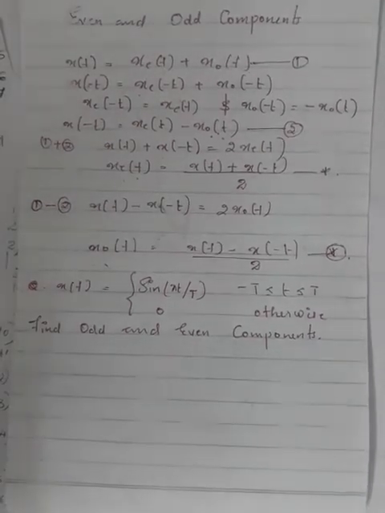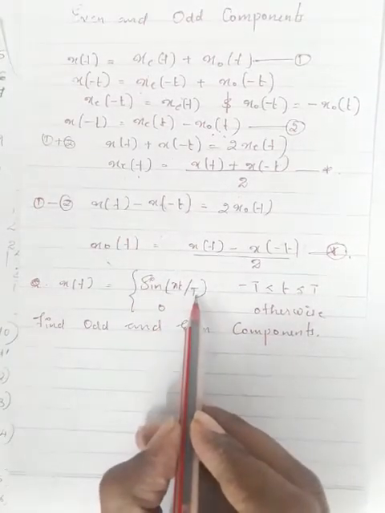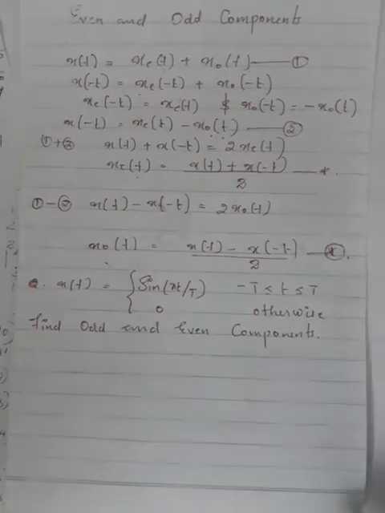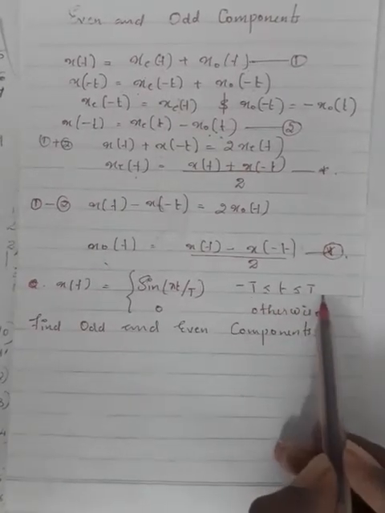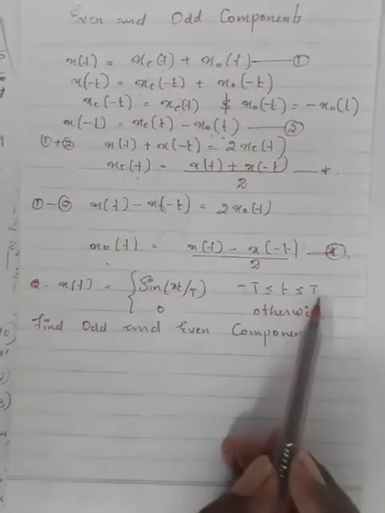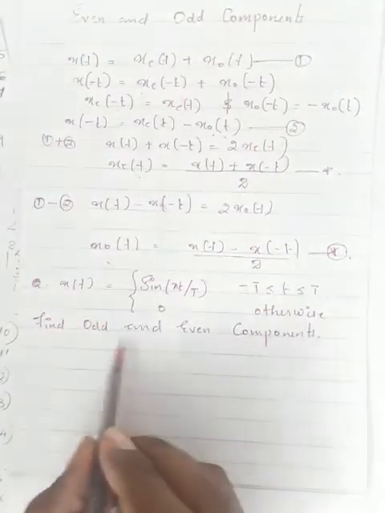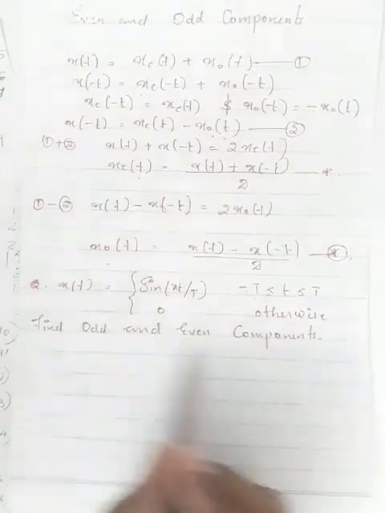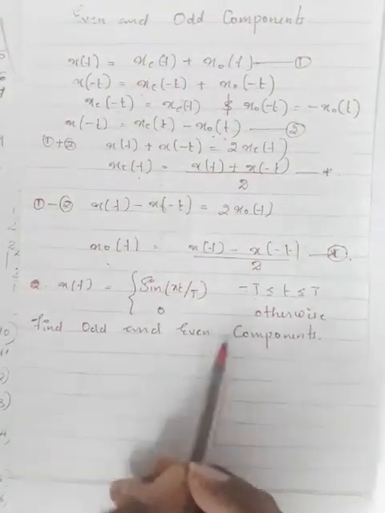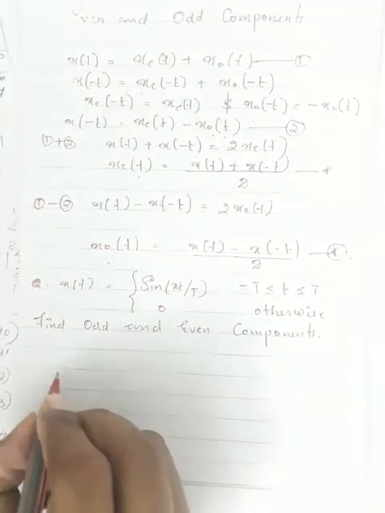So the first question is x of t equal to sine pi t by capital T for the duration minus T to capital T and 0 otherwise, that is between minus T and capital T it is sine pi t by T and 0 otherwise, and they are asked to find out odd and even components. So in order to find the odd and even components we need x of t and x of minus t. So let's find out.